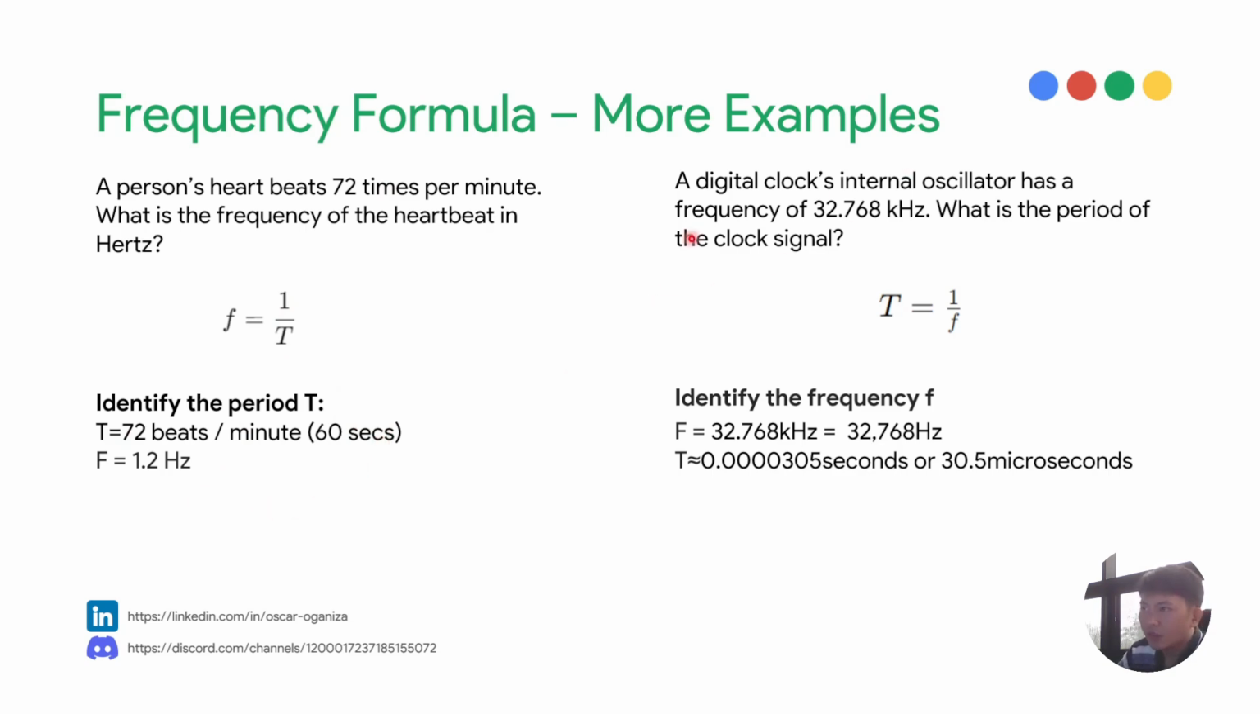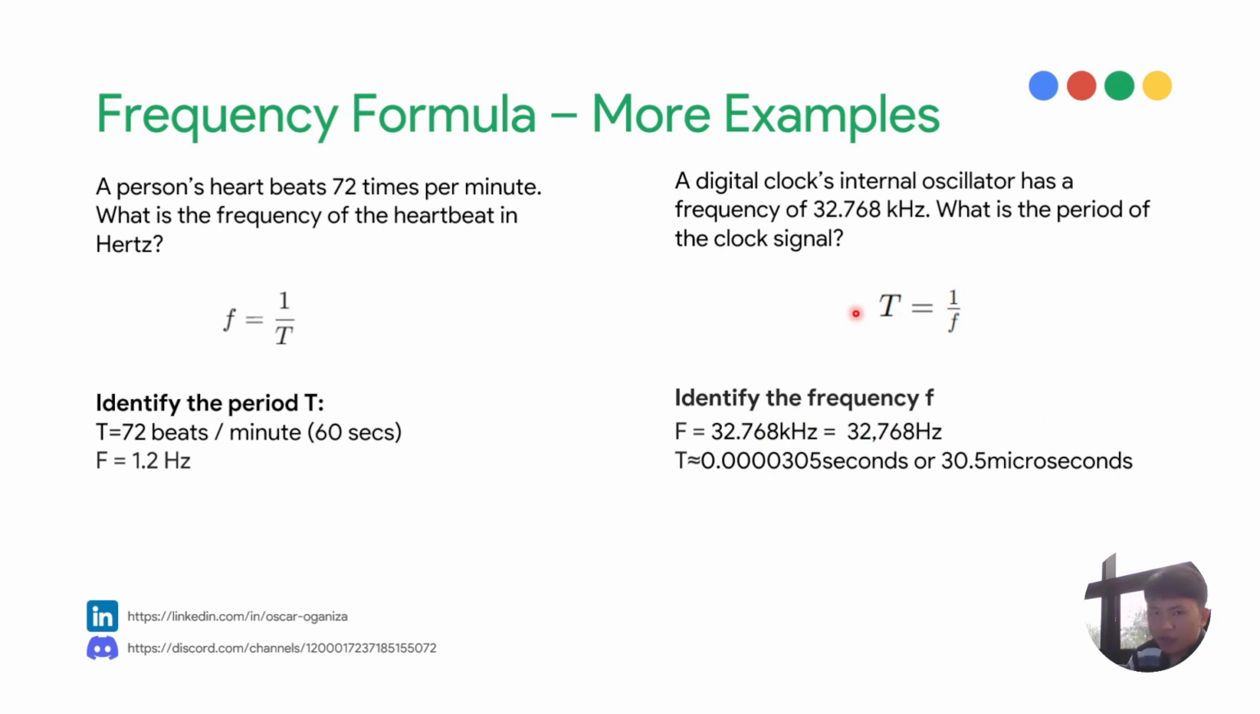Okay. So a digital clock's internal oscillator has a frequency of 32.768 kilohertz. Kilohertz. So you have to convert this kilohertz into hertz. Again, the unit of frequency is hertz only. What's the period of the clock signal? So from 32.768 kilohertz, you have to convert it into hertz. So given here in the example, 32.768 kilohertz is equal to 32,768 hertz. So what is the period of the clock signal?